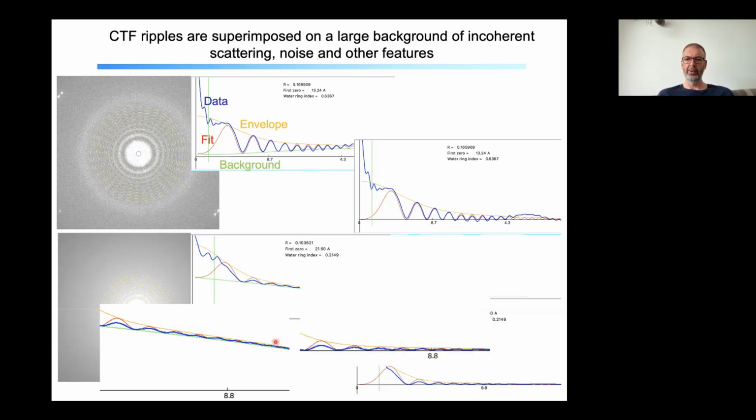we can see the ripples for these two images. And again, this is just reporting the position of the first zero, and it tells us essentially the defocus.